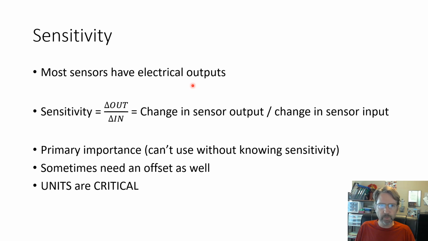So sensitivity is another one that is of primary importance, I'm going to say. Because you can't use a sensor unless you know its sensitivity. So sensitivity has to do with the output of the sensor, which is usually electrical, volts or something like that. And the sensitivity is how much the output changes for a given change in the input, the thing you're measuring. So it's a ratio. It's the change in sensor output divided by the change in sensor input. You can also think of it as the slope of a curve. And the units of this are critical, because if the output is in millivolts, that's 1,000 times smaller than if it's in volts. So you really have to know the units of the sensitivity, or else that number is just worthless. There isn't a standard. You have to always give the units.